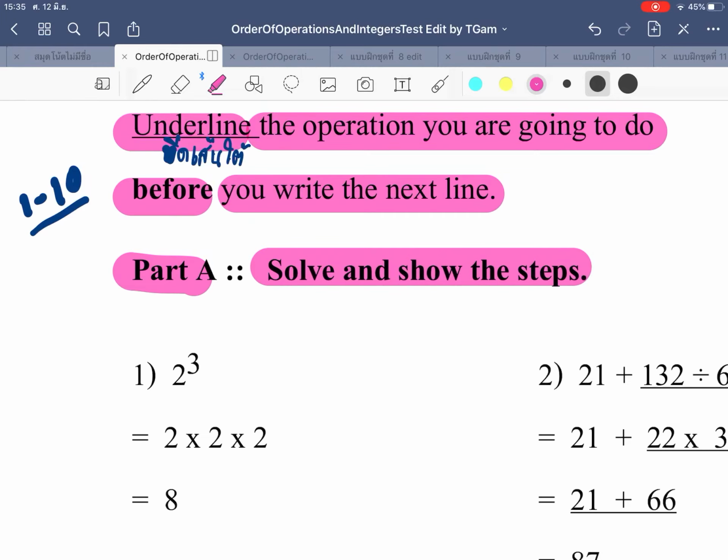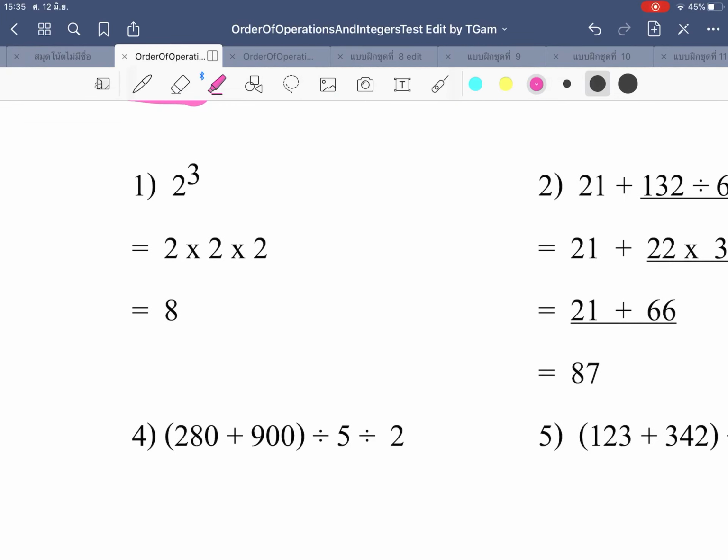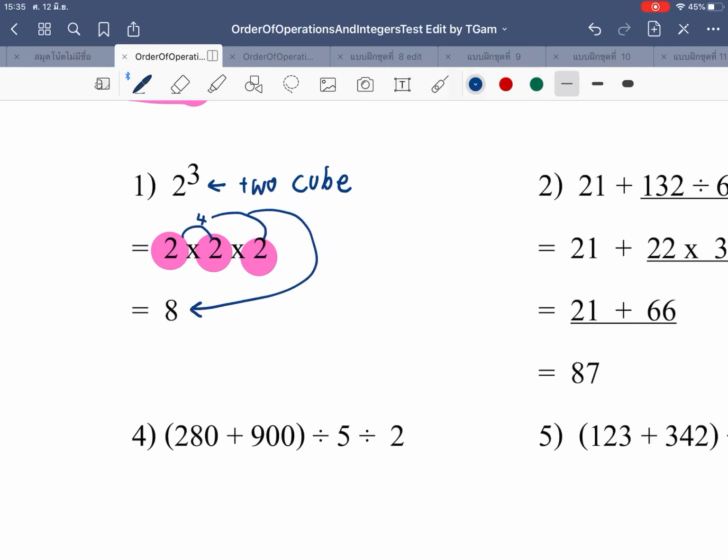Okay, so for the first question, actually it's finished, but I will explain how to read it. We read it as 2 cubed, which means 2 raised to the power of 3. It means you take 2 times 2 and times another 2, three number of 2s. So when you calculate, you take 2 times 2 is 4, 4 times 2 is 8, like this.